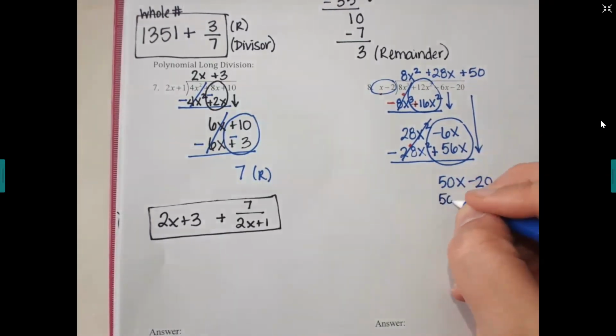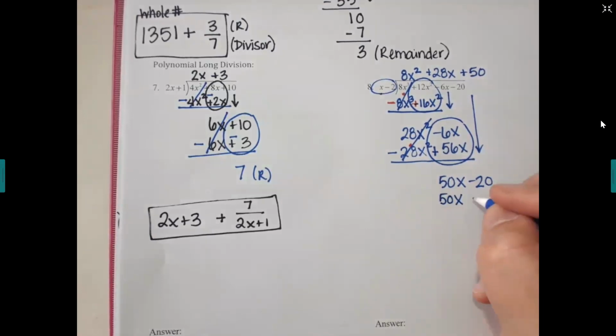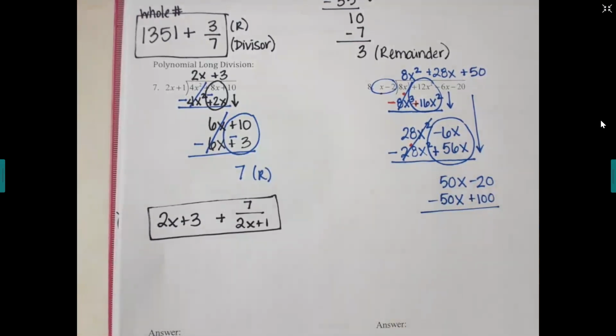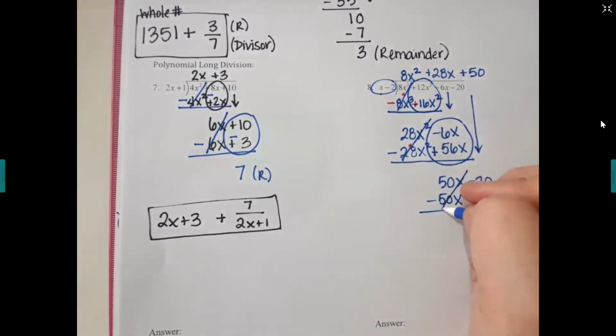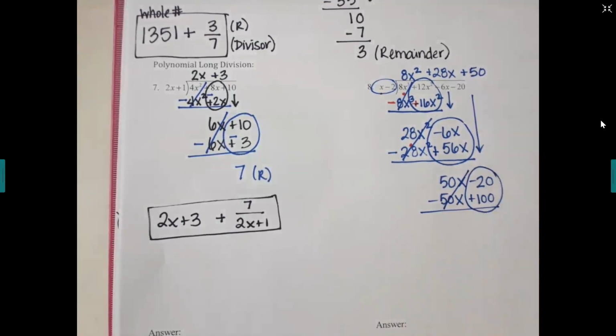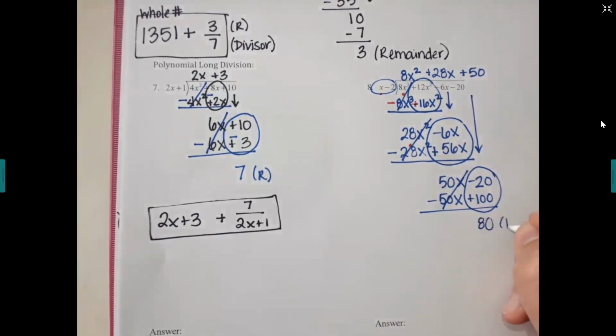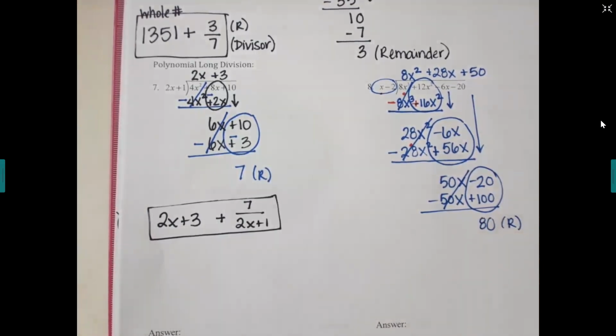What about 50 times minus 2? Minus 100, but then what do I do with the signs on that row? Change it, so it's minus and then plus. 50 negative 50 crosses out. For my last number, it's a minus 20 and a plus 100. What's that? 80. 80 is called my remainder. Very good. Okay, write your final answer.